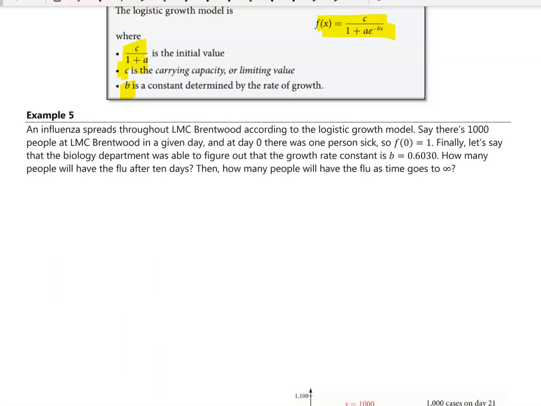Example number 5. An influenza spreads throughout LMC Brentwood according to the logistic growth model. Says there's 1,000 people at LMC Brentwood in a given day, and at day 0 there was 1 person sick, so f of 0 is equal to 1. Finally, let's say that the biology department was able to figure out that the growth rate constant is 0.6030. Now, the question is how many people will have the flu after 10 days, and then how many people will have the flu as time goes to infinity.